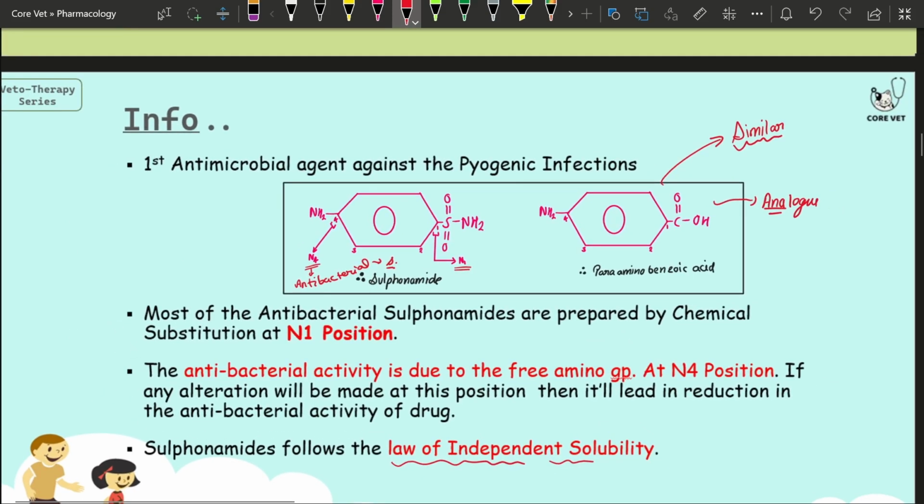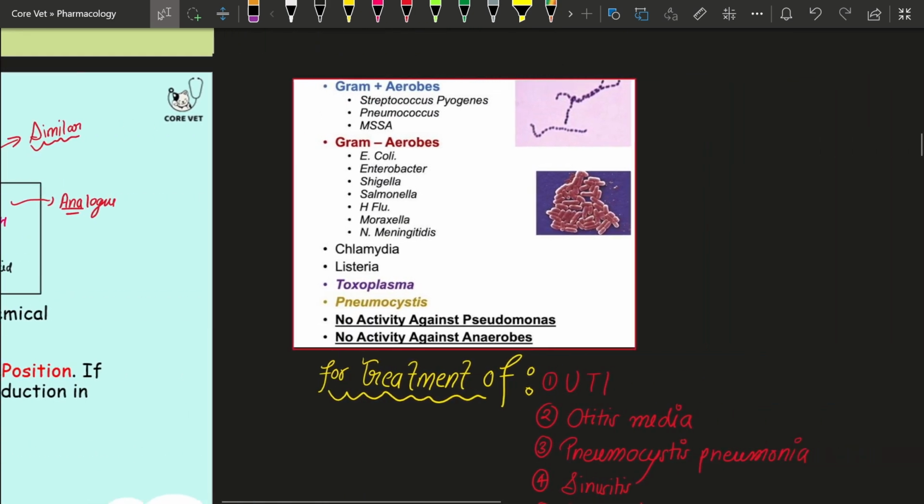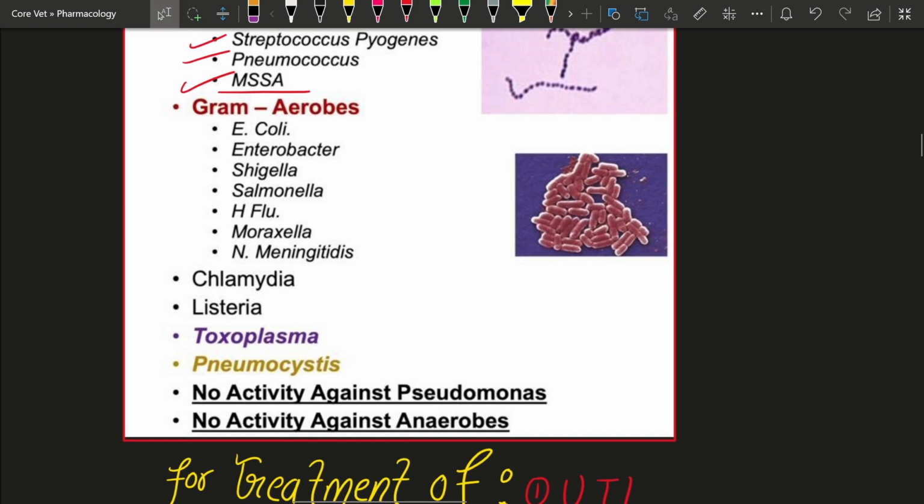Now, if we talk about the spectrum, meaning the range of action for this sulfonamide, meaning how many organisms it can affect, we can clearly see that its action is on the gram positive aerobes. Okay, not anaerobes, the gram positive aerobes, right? Like Streptococcus pyogenes, pneumococcus, and MSSA, meaning the Staph aureus which is sensitive to methicillin, right?